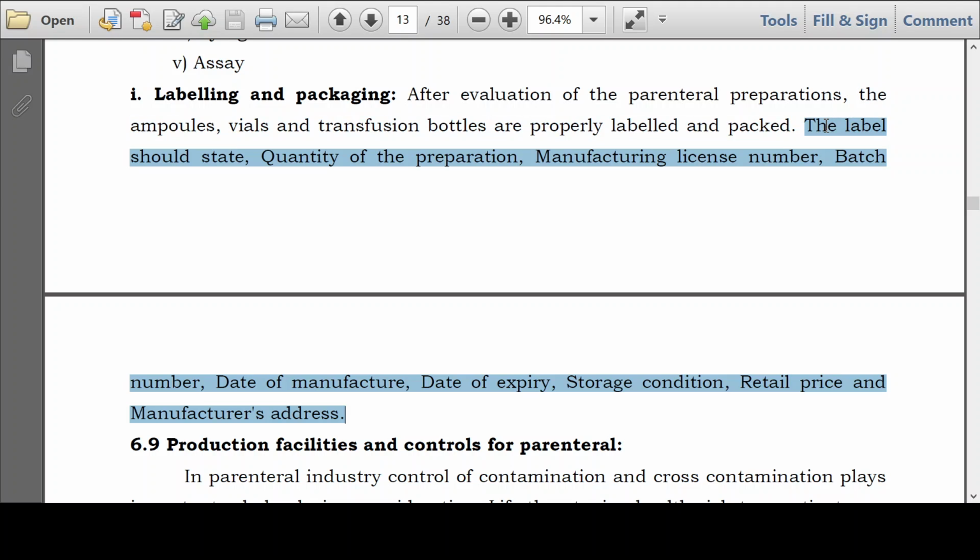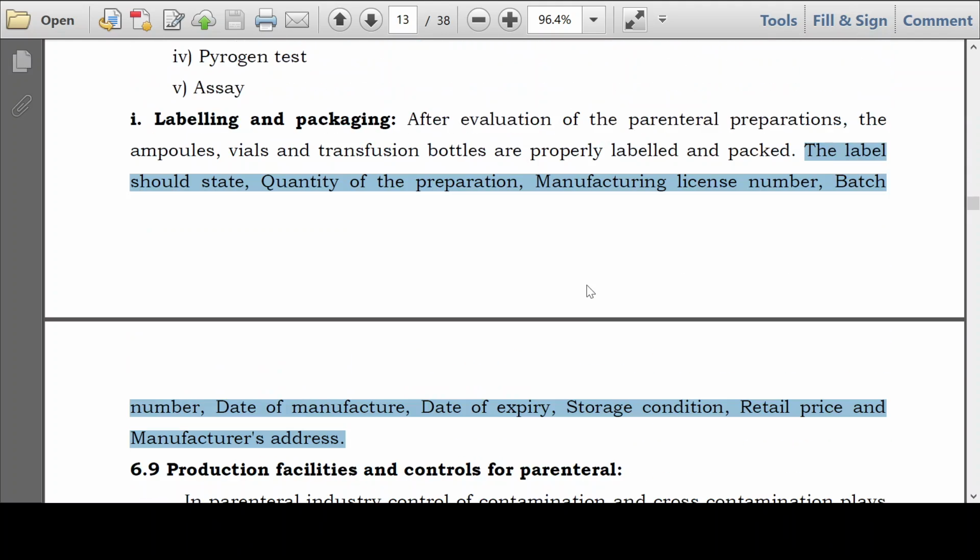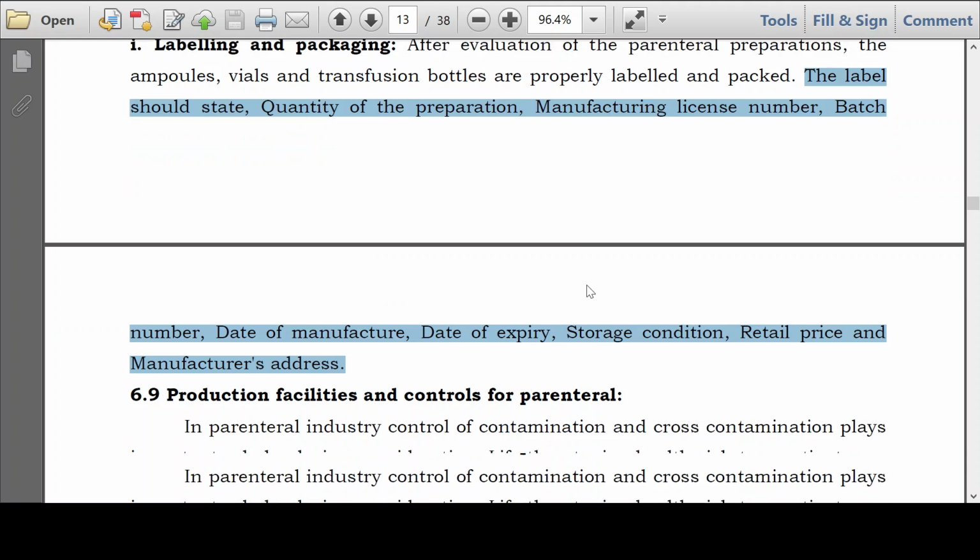Like if you look at the label of any pharmaceutical product, you will see all this information printed on that particular label. The label indicates the name of the product, the quantity of the product, sometimes the formula of the product, then manufacturing license number of the manufacturer, batch number, manufacturing date, expiry date, then storage condition like store in a cool place, or store away from moisture. So such conditions may be mentioned on the label. Price and manufacturer's address. So these are the different essential terms which should be mentioned on the label. These are the different steps which are carried out for the formulation of parenteral product.